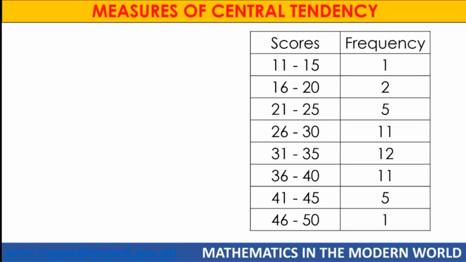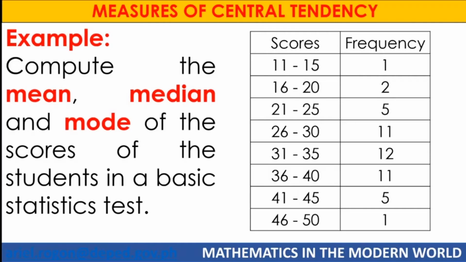The first thing that you are going to do is write this particular table, because you need to copy this so that you can follow as we go along in our computation in solving for the mean, median, and the mode. Here we have the scores and the frequency. These are the given.